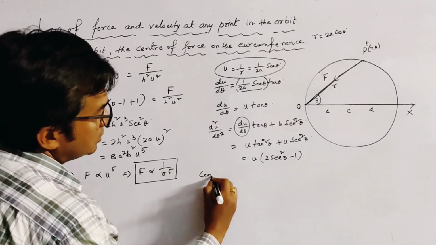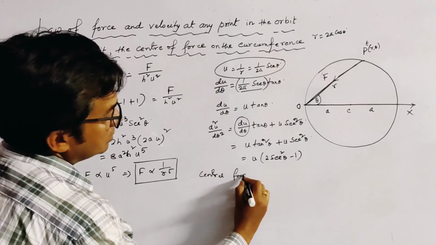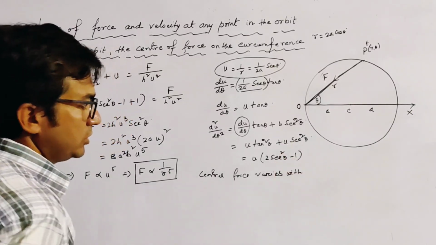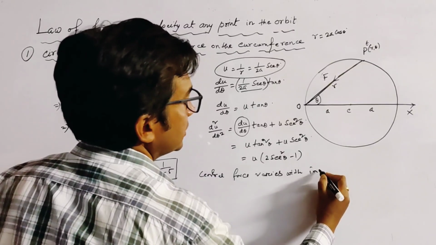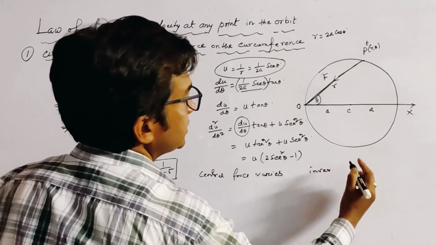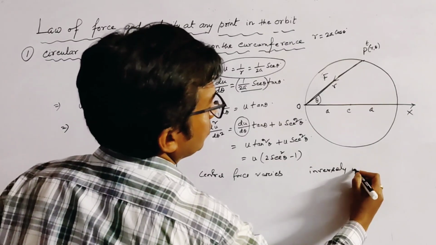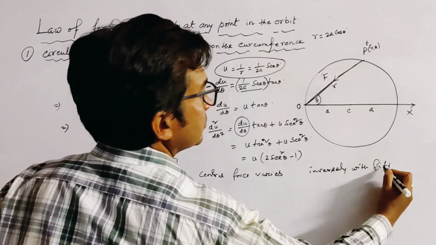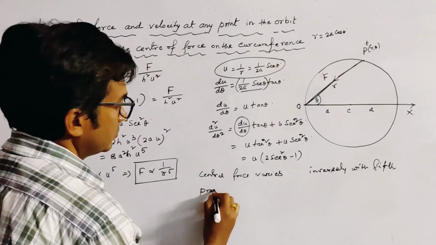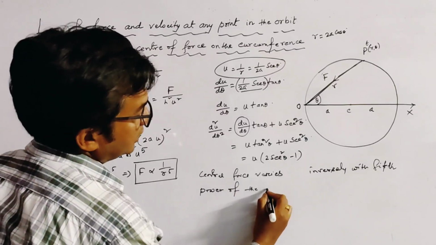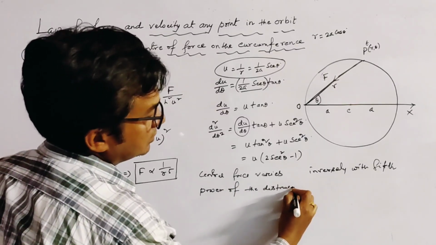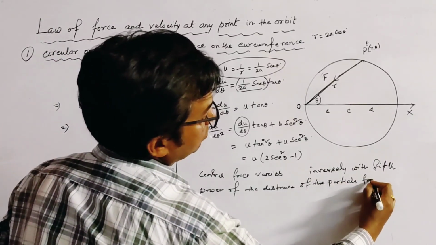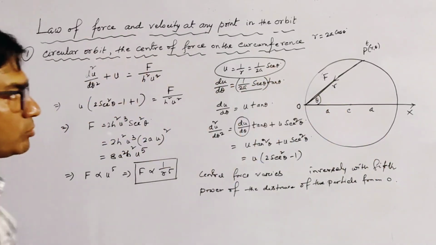So the central force varies inversely with the fifth power of the distance of the particle from the center of force, or from O.